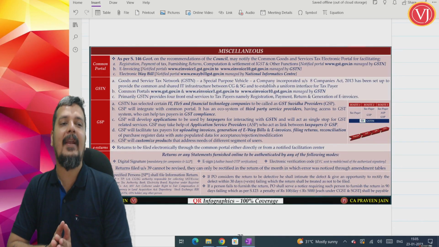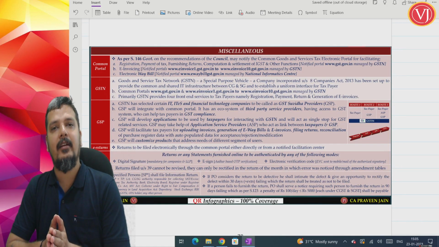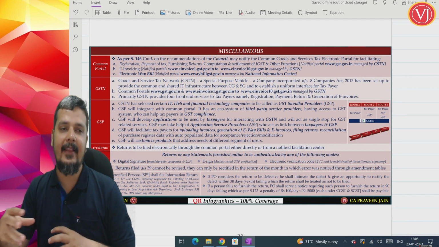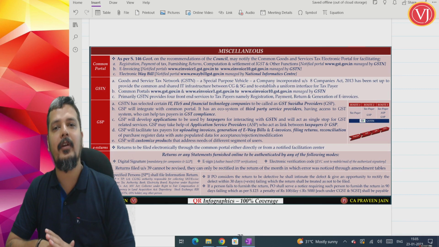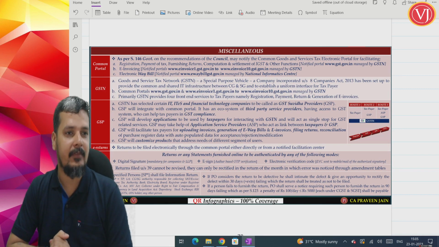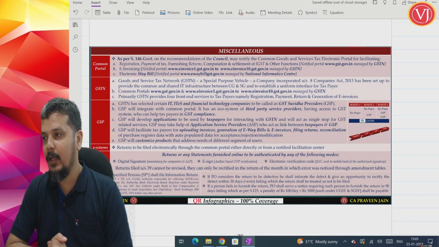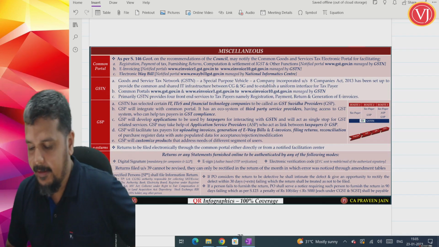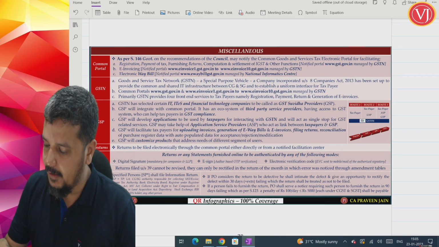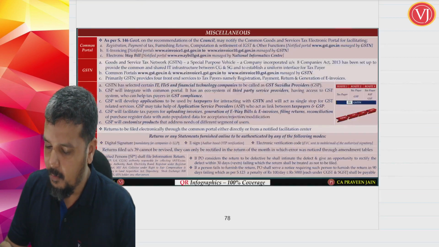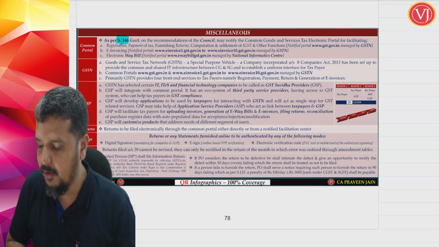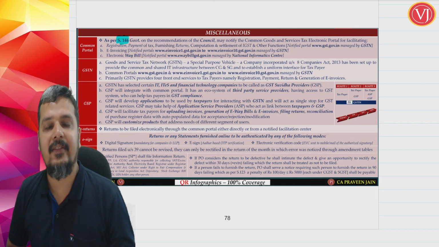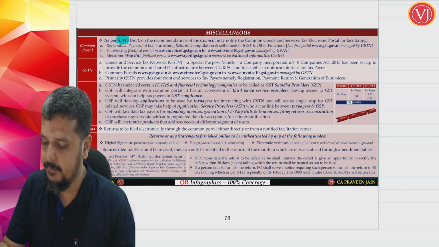Now, before we take up return filing, all the different types of returns and their explanation, let us try to understand something basic about your return filing, which deals with your portal. Please understand that in terms of section 146, the government, on the recommendation of the GST Council, has got something called the GST portal.